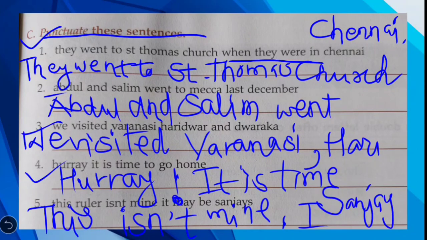Look here, students. Sanjay's. Here apostrophe S. This ruler belongs to Sanjay. So after apostrophe S and full stop. Clear, students? It may be, same as in it, I capital T. It may be Sanjay's. Sanjay is a proper noun, the name of a boy. This ruler belongs to Sanjay. That's why apostrophe S.